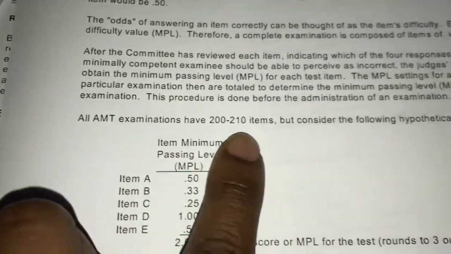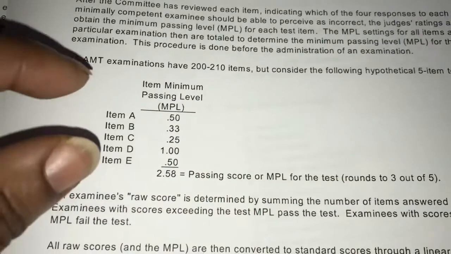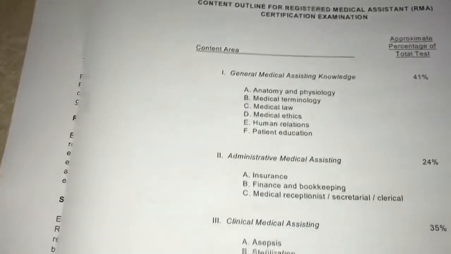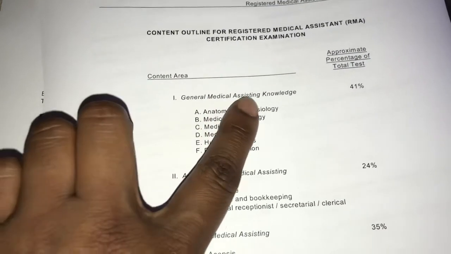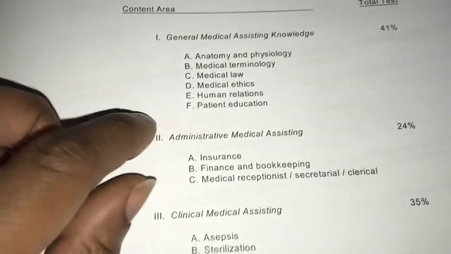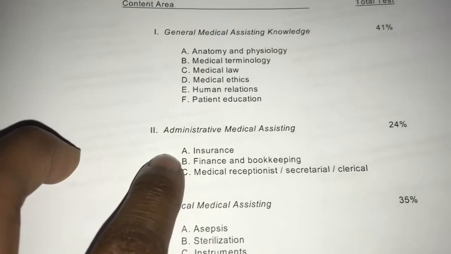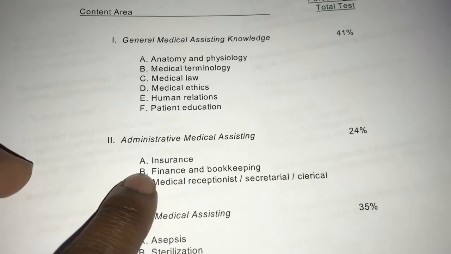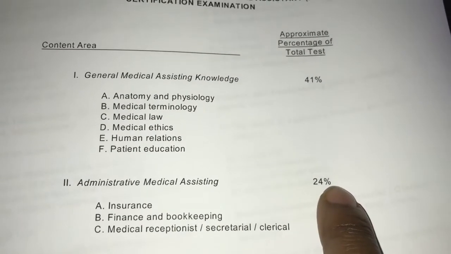So regarding the study guide part for this test, there are a total of 200 to 210 items on the test, and this is how it'll be scored for you guys. You also see on here that they have percentages for how much will be on the test. For the general medical assistant knowledge, there's 41%, and these will be the titles that it'll cover for you. You also have administrative medical assisting. They have the insurance information, medical receptionist, finance, and bookkeeping. That's 24% that'll be on the test.